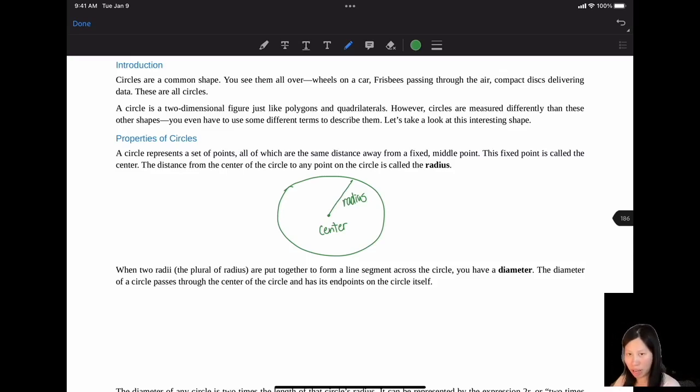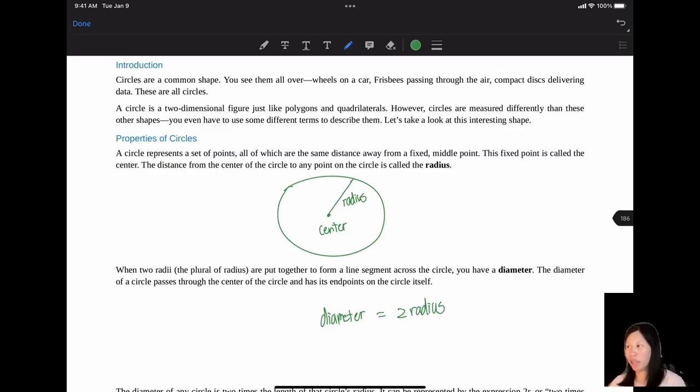So what do we know about the diameter? The diameter is equal to 2 radii. Okay, so the circumference of a circle. If we know the diameter or the radius, we will know the circumference of a circle.